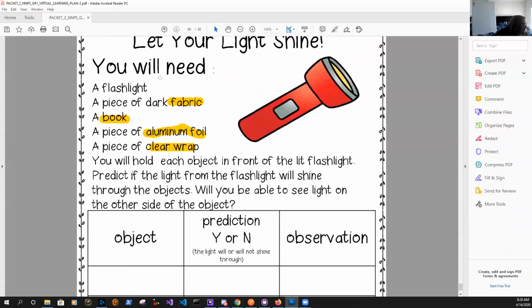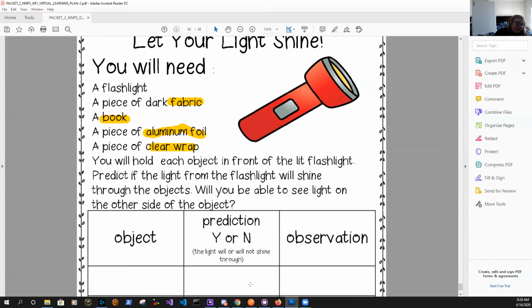Now, you should have fabric written right here. If you have fabric written right there, right here you're going to make a prediction. Put a Y for yes if you think that light will be able to shine through dark fabric. So dark fabric would be like a piece of clothing that is dark. Write a Y if you think that light will be able to shine through that, or an N for no if you do not think the light will be able to shine through.